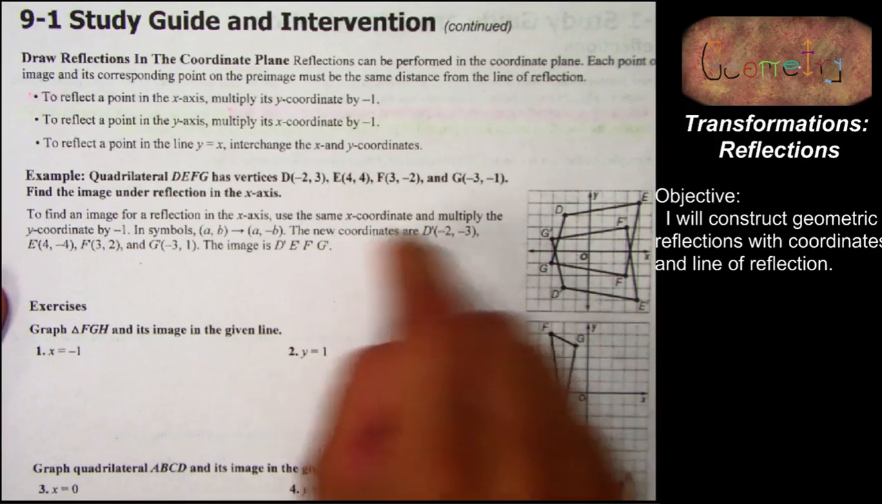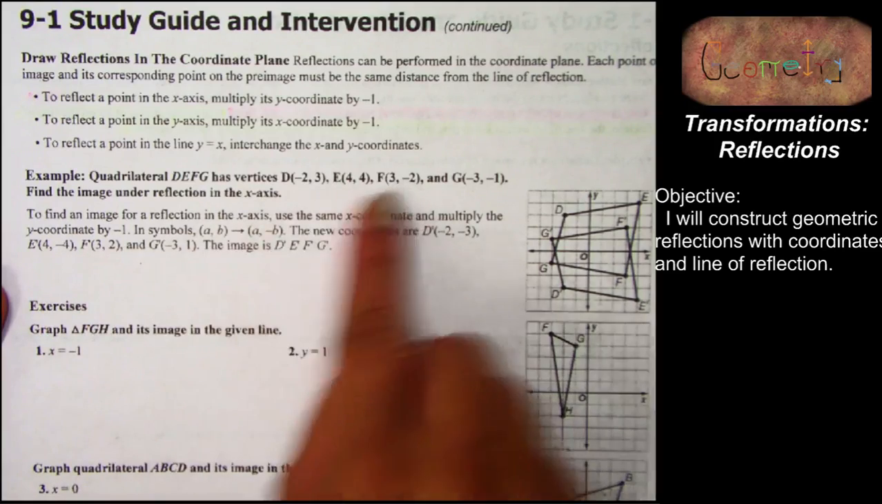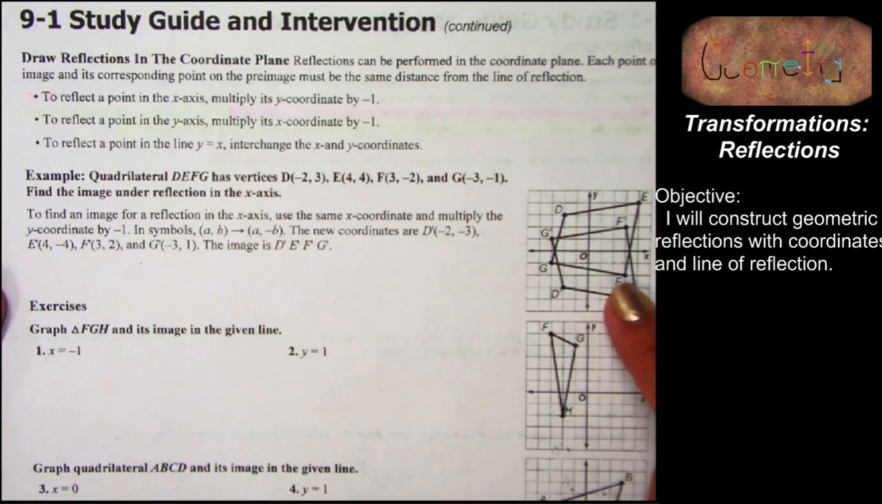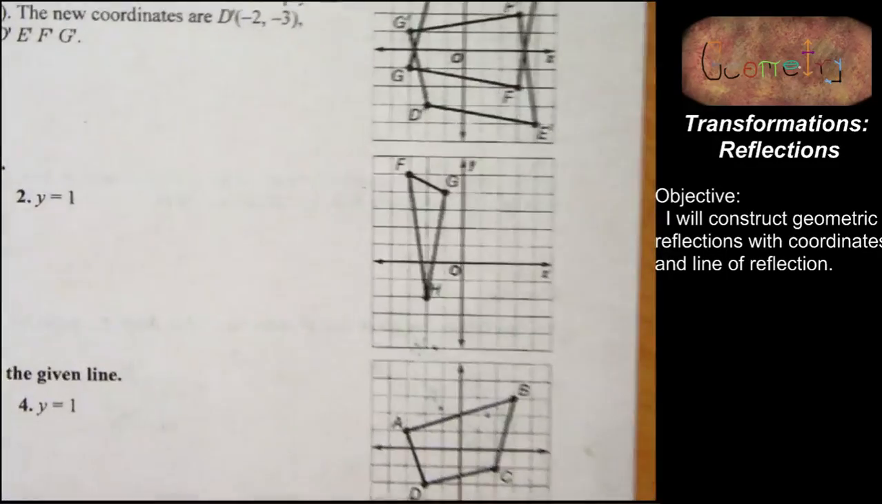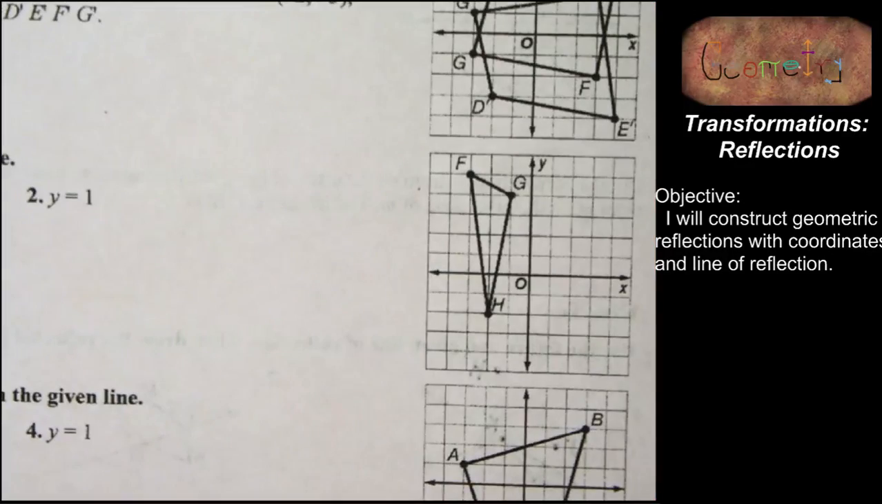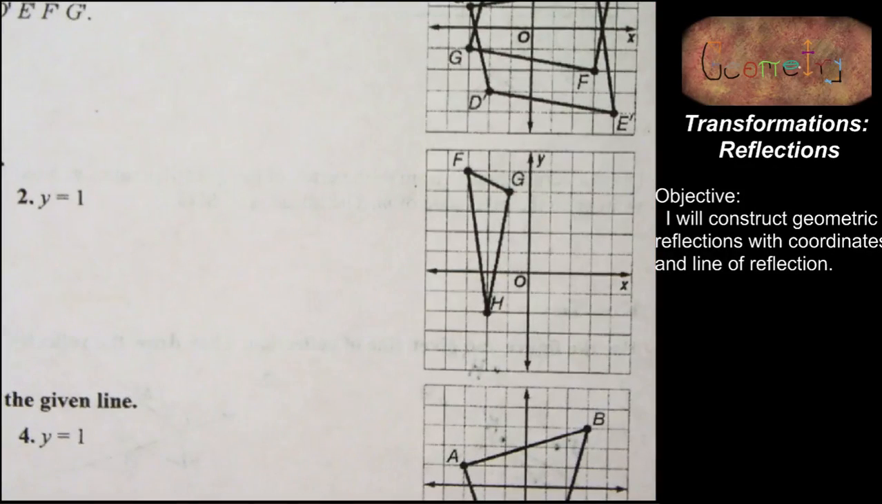Okay? So we found new coordinates for each vertex, and we graphed both of them. Okay? We'll be doing that in these next examples. I would like to look first at example number 2. Example number 2 is combining what we had done in the reflection construction, where we had our compass and protractor, with using the coordinates.